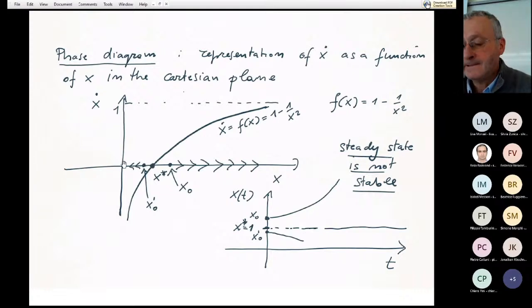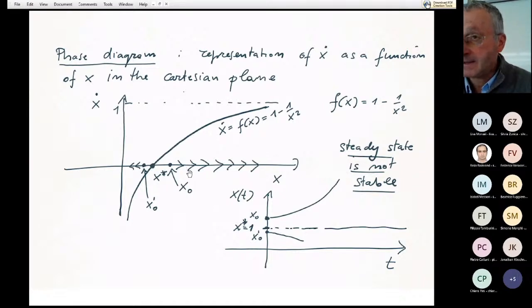There's no way to start at a different point, except x star, and converge to x star. So qualitative analysis suggests that this steady state exists, but it is unstable. A small deviation from the steady state is enough to make the system diverge, go away from the steady state in the long run. This is a phase space representation.